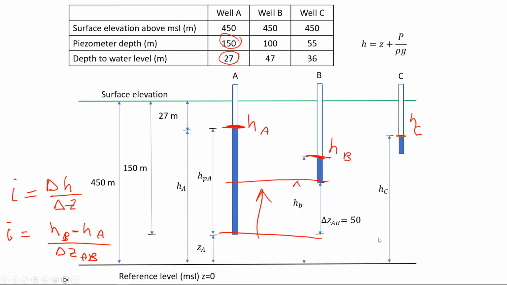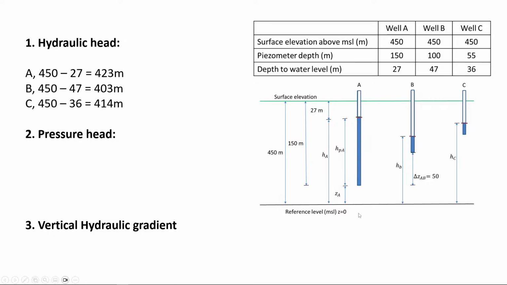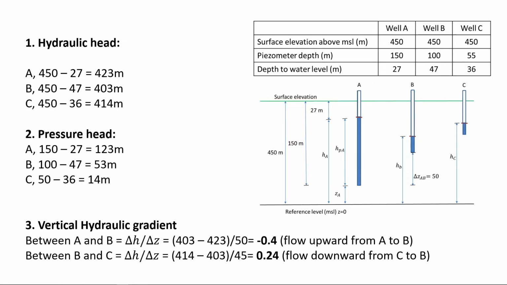If you did this, you should get something like this. The hydraulic head values that I got for this one are this. The pressure head values that I got are this. And the vertical gradients that I got are this. From A to B, you got a negative value, upward from A to B. We are expecting this because the head here is higher than the head here. Between B and C, the flow is downward. Again, here's a flow.